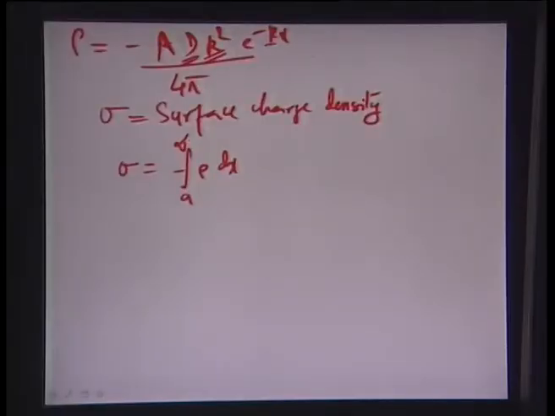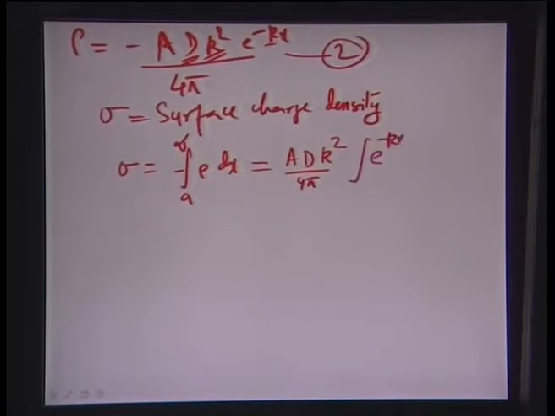So with that logic we can say that sigma is the integral of minus rho dx, where x varies from a to infinity. If we put the value of rho here from equation 2 and solve this equation, we are left with sigma equal to a d times k divided by 4 pi, times the integral of e to the power of minus kx dx, with the integral varying between a and infinity. I would like to recall that a is the ion size parameter.